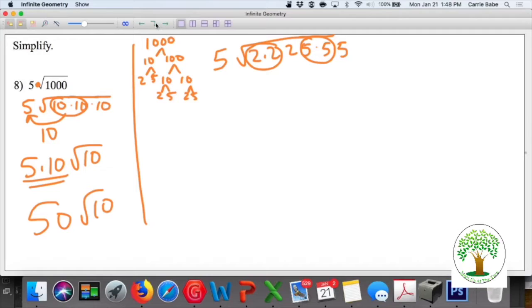Yeah, it would be 5 and 2 and then 2 and 5, but then you get 10. So it would be 10, 10. Shouldn't it? Yes, a 10's going to come out, and you have to go back and multiply by 5. That's exactly right. So this is going to be 10 when it comes out. But you have to multiply it by that 5 already there, so it'll still be 50 square root 10. Yes.